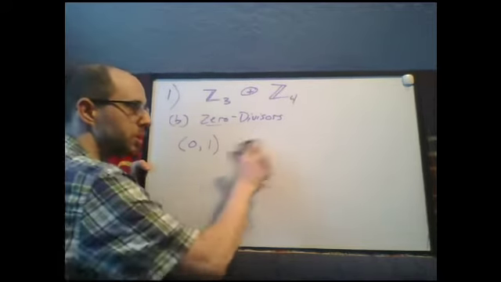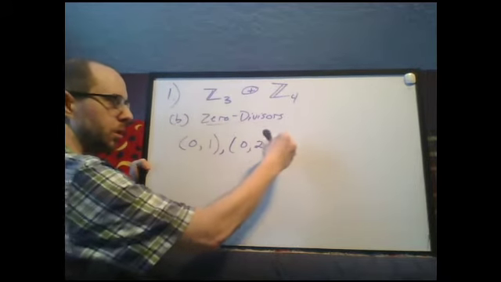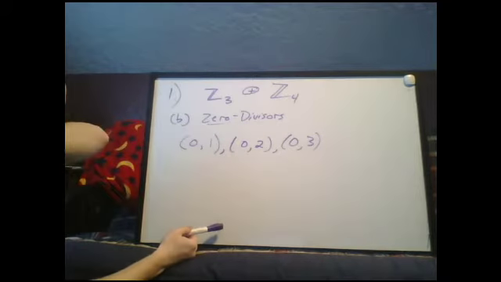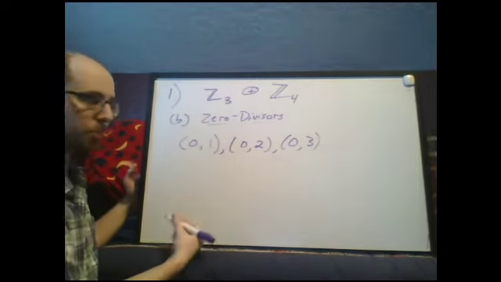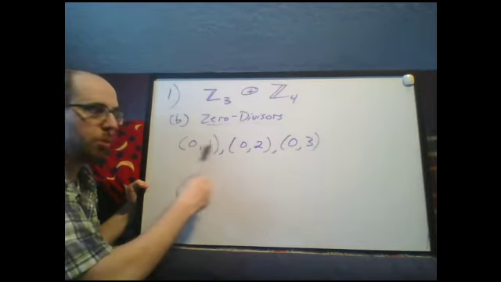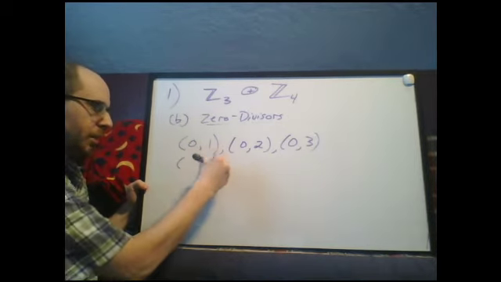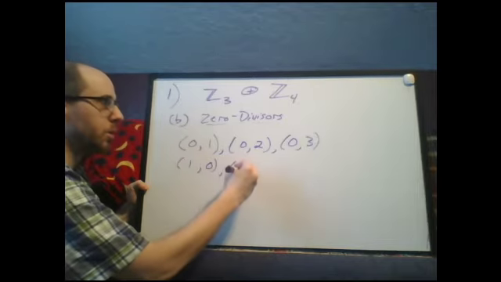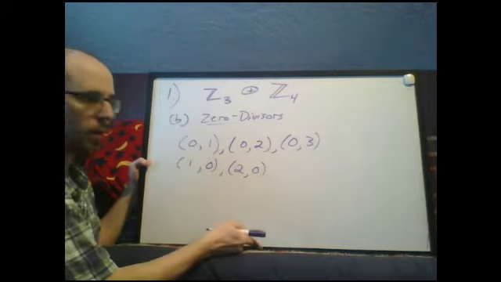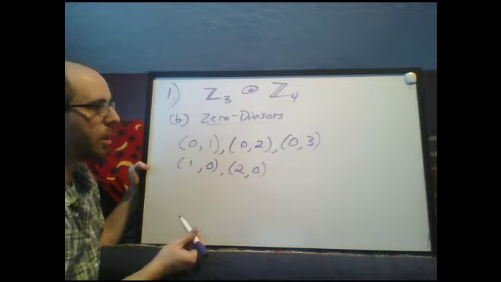If one of the two coordinates is already 0, so (0,1), (0,2), and (0,3), these will all be zero divisors because I can make up a corresponding pair that will multiply with this to make both coordinates 0. I could also put the 0 in the second place. So I could have (1,0) or (2,0). I don't have (3,0) because this is Z3 in the first coordinate. So all of these are 0 divisors.